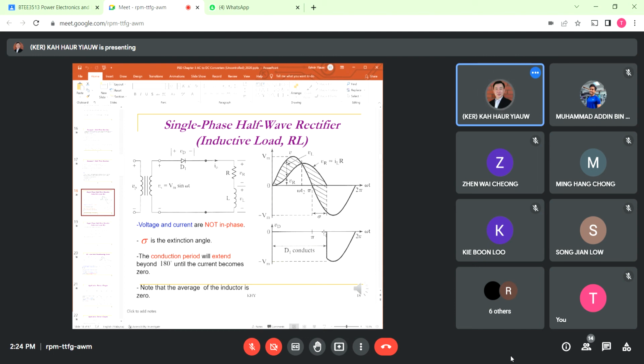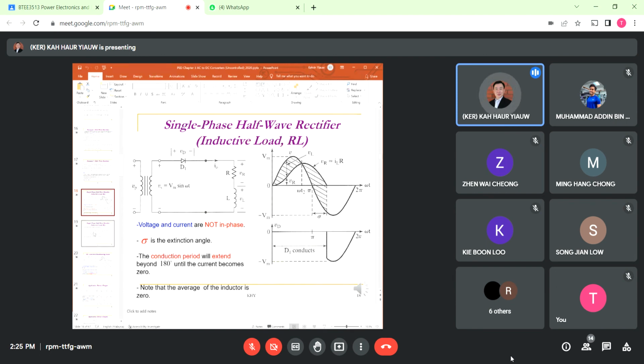So you measure nothing, and only after this point do you measure something, because after sigma the inductor energy has already finished discharging, and your supply is under the second half cycle, so the current should flow in this way. This causes your diode to become reverse bias, and only when it is reverse biased do you measure something. So you measure something like this.